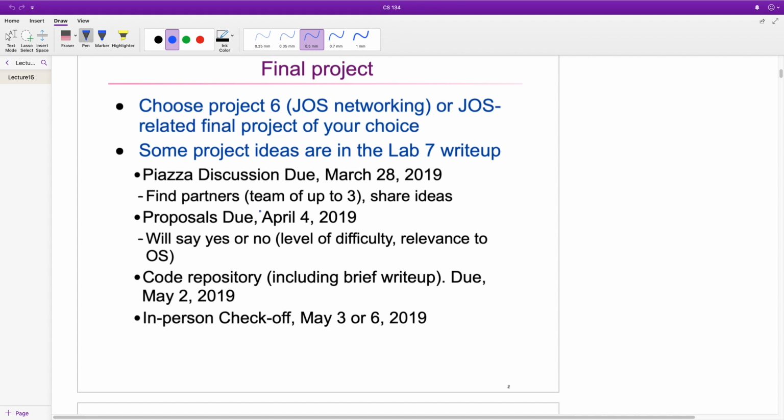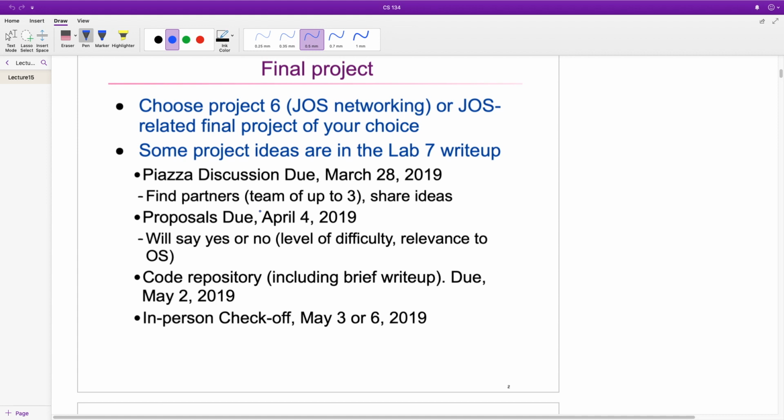But the code repository, and you'll need just a brief write-up, like half a page, something like that, describing what you did. And that'll be due May 2nd. And then we'll go over that in person. May 3rd or May 6th, I don't remember the days here. I think it's a Friday or a Monday. That's only if you do Lab 7, right? You can go over in person if you do Lab 6. Yeah, we'll probably go over in person.